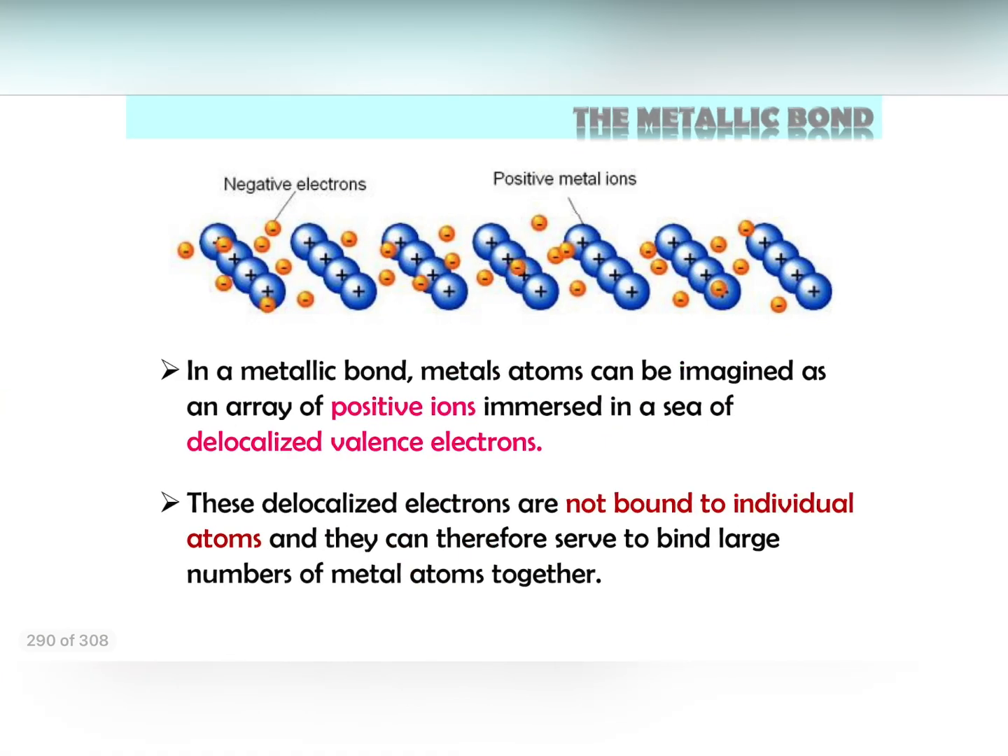Right, so in metallic bond, metal atoms can be imagined as array of positive ion immersed in the sea of delocalized valence electron. So you can see ini adalah dia punya representation lah, macam mana susunan of the positively charged and also the electron. These delocalized electron are not bound to individual atom, so it is free moving. And they can therefore serve to bind large numbers of metal atoms together. So you can see the electron, actually it is freely move around the positively charged ions.